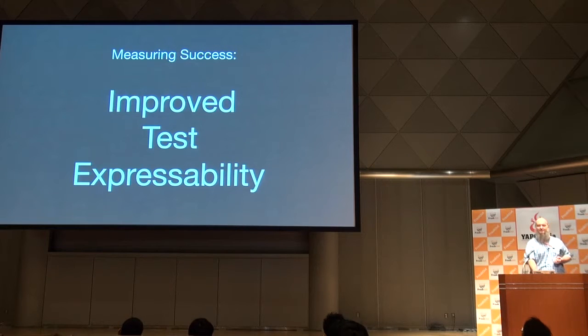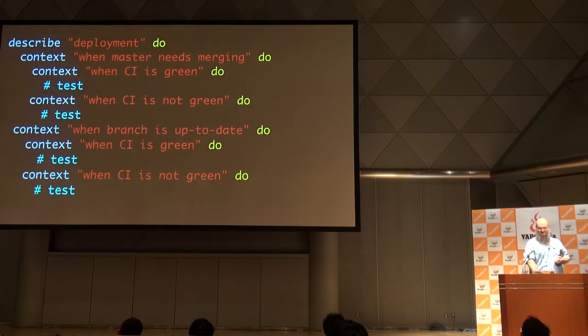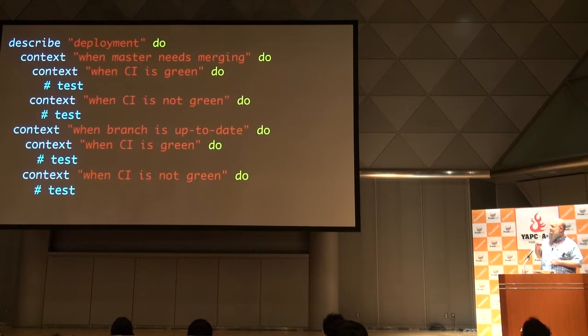Expressibility is a word I made up, so I like to describe it with an example. This is one of the deployment projects I refactored. It's a little bit of the code pulled out. We have something like 11 things that can prevent a deployment from happening. And this is the matrix of tests of just two of them.